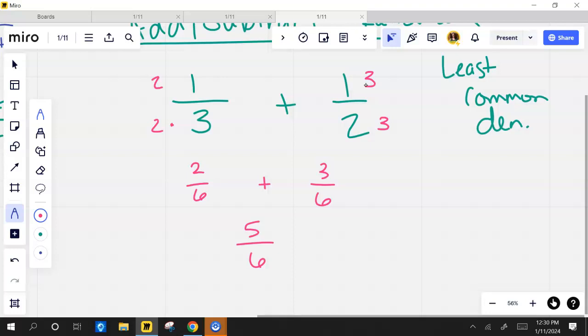So we're going to take that same concept and apply it to these polynomials, these rational expressions. Y'all ready?